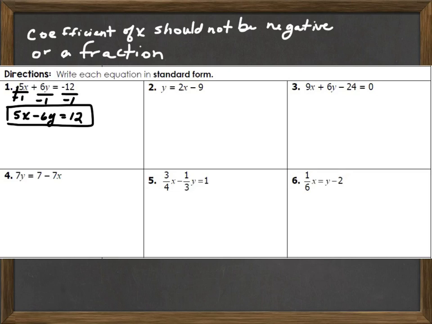Now the second one is in slope-intercept form, if you remember that. We've got to move the x over here, and when we do that, we're going to subtract 2x from both sides. So we end up with negative 2x plus y equals, and that adds to be 0 there, negative 9. Again, I don't want a negative x, so I'm going to divide everything by -1. That leaves me with 2x minus y equals positive 9.